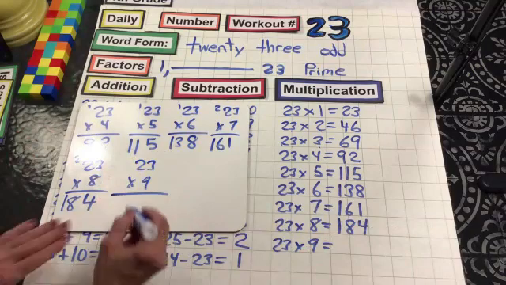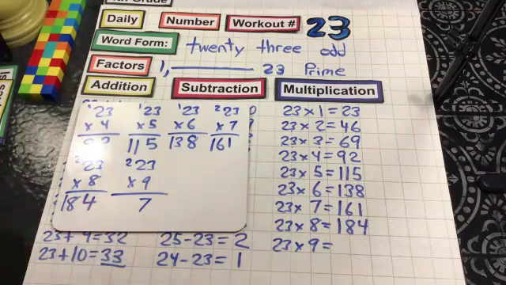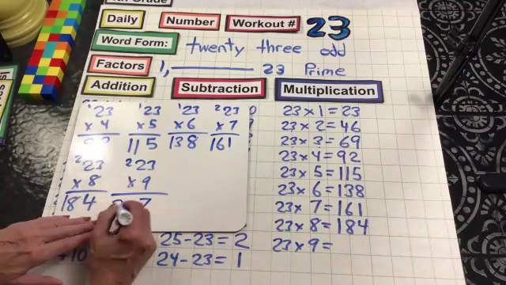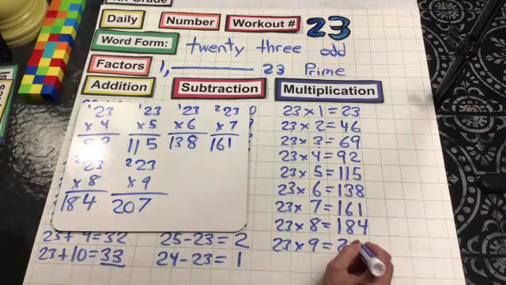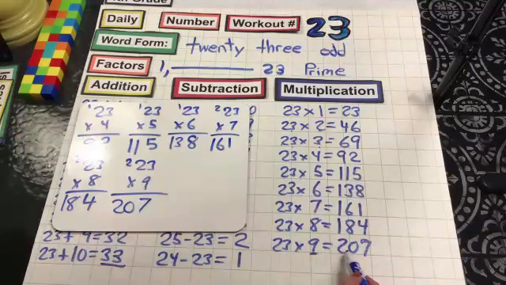23 times 9 equals 9 times 3 is 27. Drop the 7, carry the 2. 9 times 2 is 18, plus 2 is 20. 207. And again, because we're multiplying by 9, look at this. 2 plus 0 is 2, plus 7 is 9. Boom. 23 times 10 equals 23 with the 0.